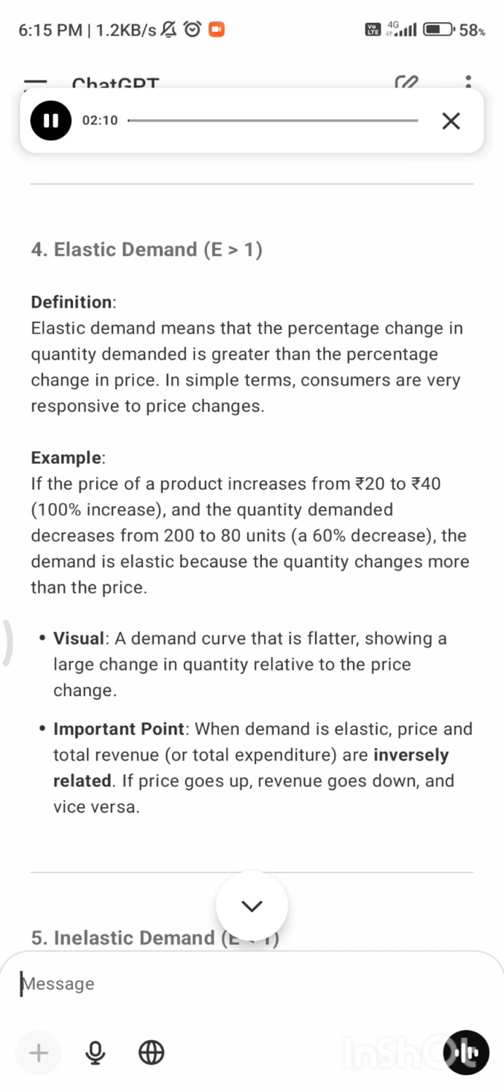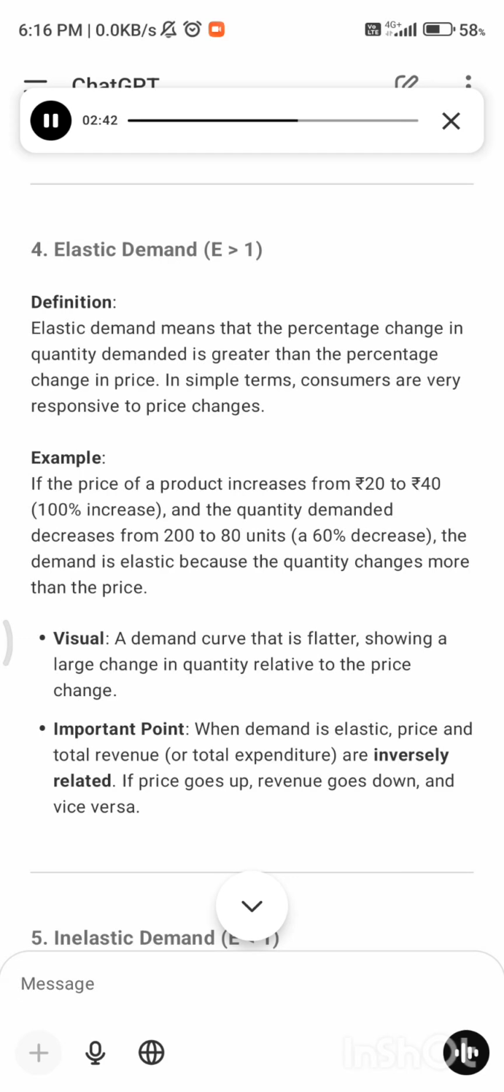Elastic demand, E > 1, definition. Elastic demand means that the percentage change in quantity demanded is greater than the percentage change in price. In simple terms, consumers are very responsive to price changes. Example: if the price of a product increases from 20 to 40, a 100% increase, and the quantity demanded decreases from 200 to 80 units, a 60% decrease, the demand is elastic because the quantity changes more than the price.